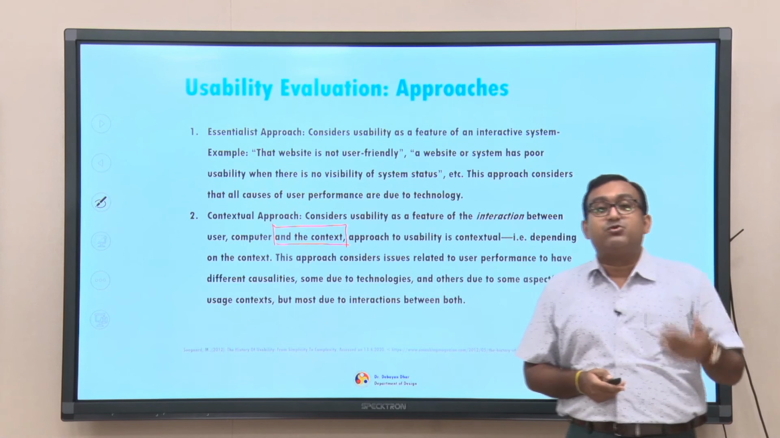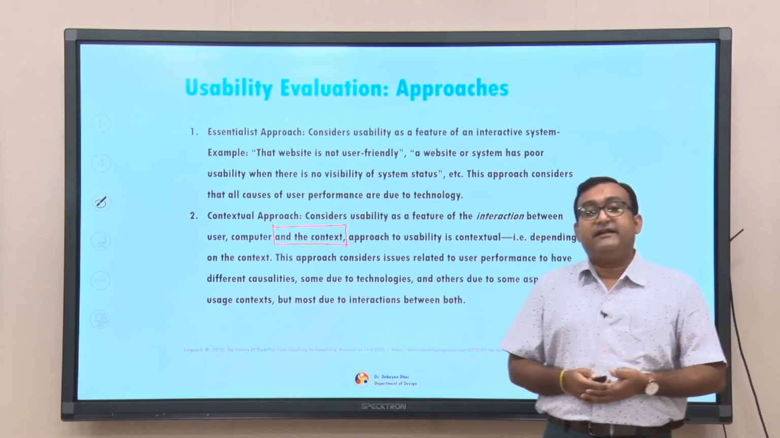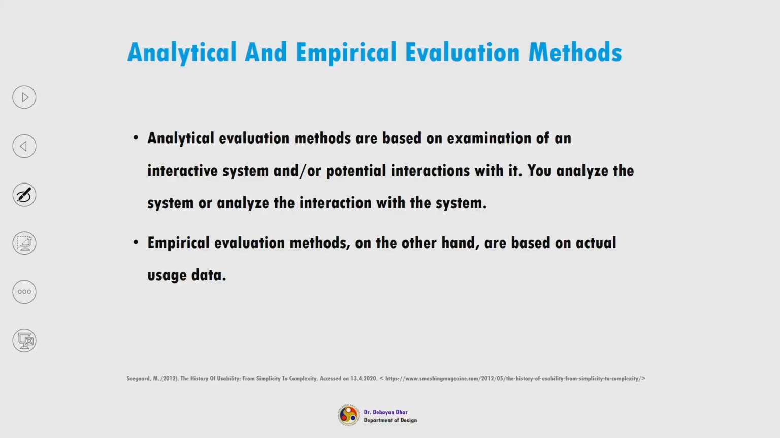Many of our techniques and tools can be divided across this kind of approaches of usability evolution. Now, adopting these approaches requires using tools and techniques for conducting the evaluation. And the two important types of evaluation methods that our literature suggests were used by early adopters of the usability discipline were the analytical and the empirical evaluation methods.